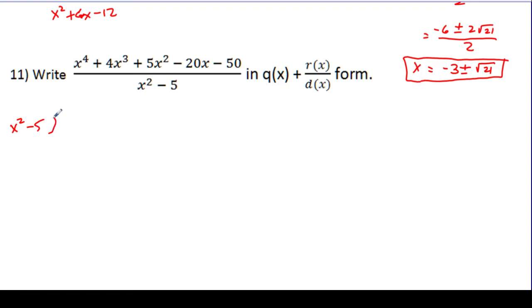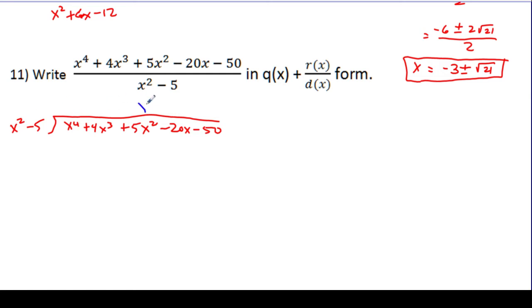Okay, and we're going to divide that into this long expression: x to the 4th plus 4x cubed plus 5x squared minus 20x minus 50. If you remember what we said, I'm going to take a look at this expression and say, okay, x squared, I need to use this first term x squared to complete my first term here, x to the 4th. It looks like I'm just missing an x squared. X squared times x squared will give me the x to the 4th.